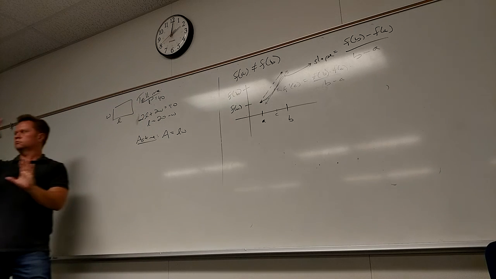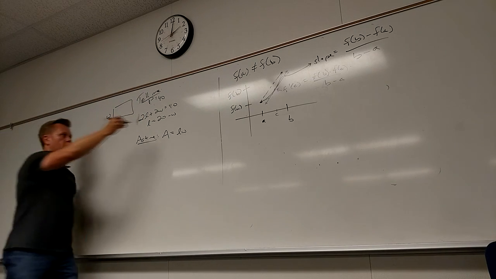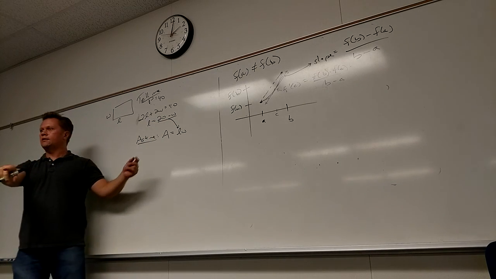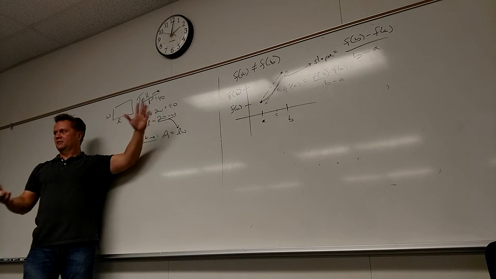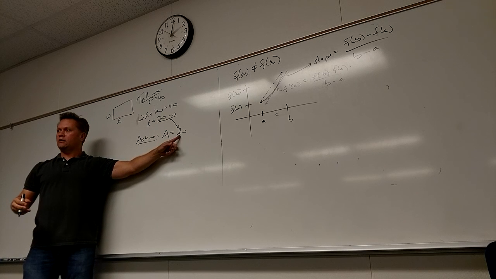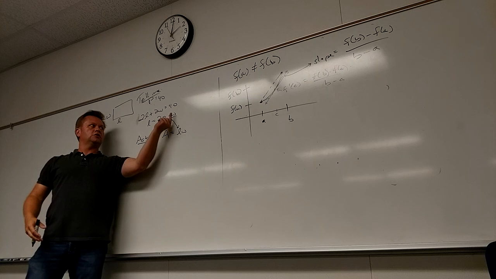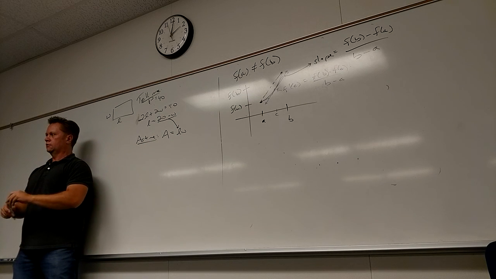Is that cool? And then you can just put that in there. Now, why did I pick that? Because it said I want it as a function of width. So you want to get rid of the length. You want to have only the width left. Now you have area as a function of only width once you plug that in.